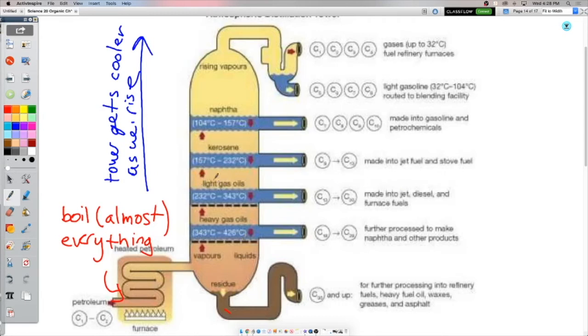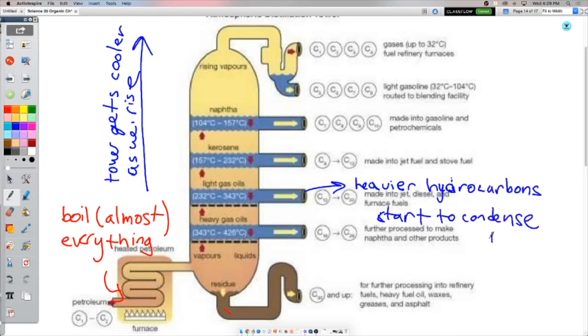So we put essentially a little collection plate and we allow the liquid to collect. For diesel, for example, you would pull out at this level. Why? Because at this level it's gotten cool enough that heavier hydrocarbons, larger ones with more carbons, again, that word, they start to condense. Again, that word condense means go from gas to liquid.